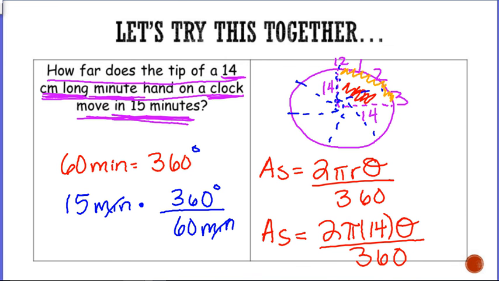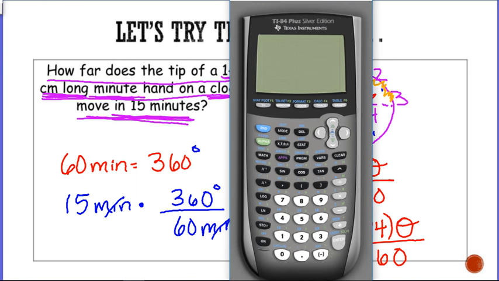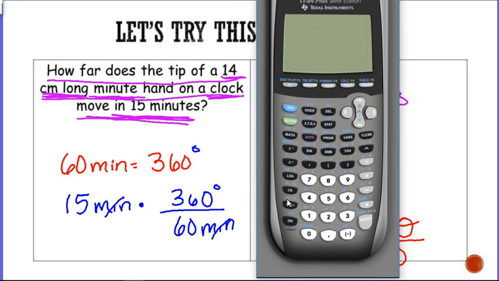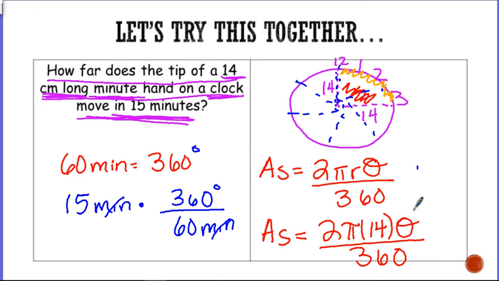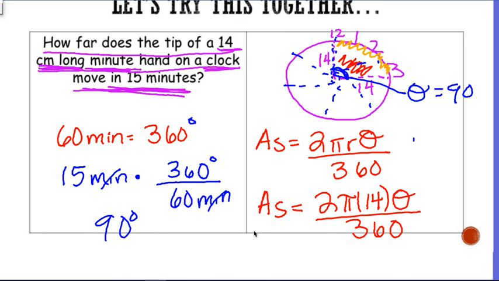So I'm going to do the math here to figure out how many degrees are in 15 minutes. So here I'm going to do 15 times 360 equals that, divide by 60. And I have 90 degrees in 15 minutes that I'm covering. So now my central angle right here, that's theta, it equals 90. That goes with my sector. So I'm going to substitute that in.